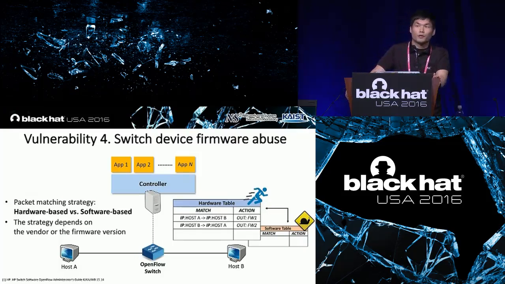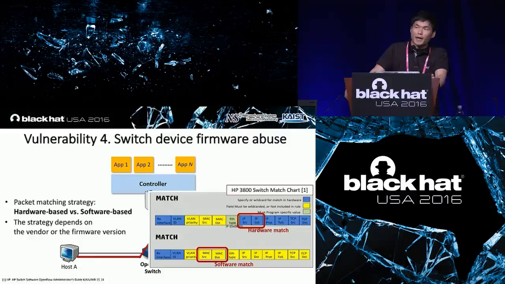Lastly, to degrade the network performance, it is possible to abuse a particular switch firmware that affects the packet matching strategy. Currently, most SDN switch devices implement both hardware-based and software-based flow tables. If a packet is matched by looking up the software table, it incurs significant overhead compared to the hardware flow table. Such packet matching strategy might vary depending on the vendor and firmware version.